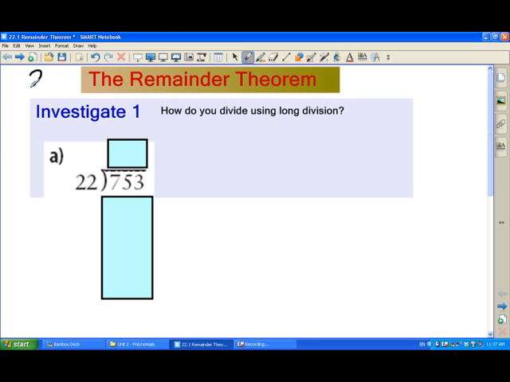Today we're going to be spending a little bit of time looking at something called the Remainder Theorem, which is the first lesson in Unit 2. And we're going to start by first looking at a little investigation. I'd like you to think back to elementary school when you learned about division. And we're going to try and remember how we can divide 753 by 22.